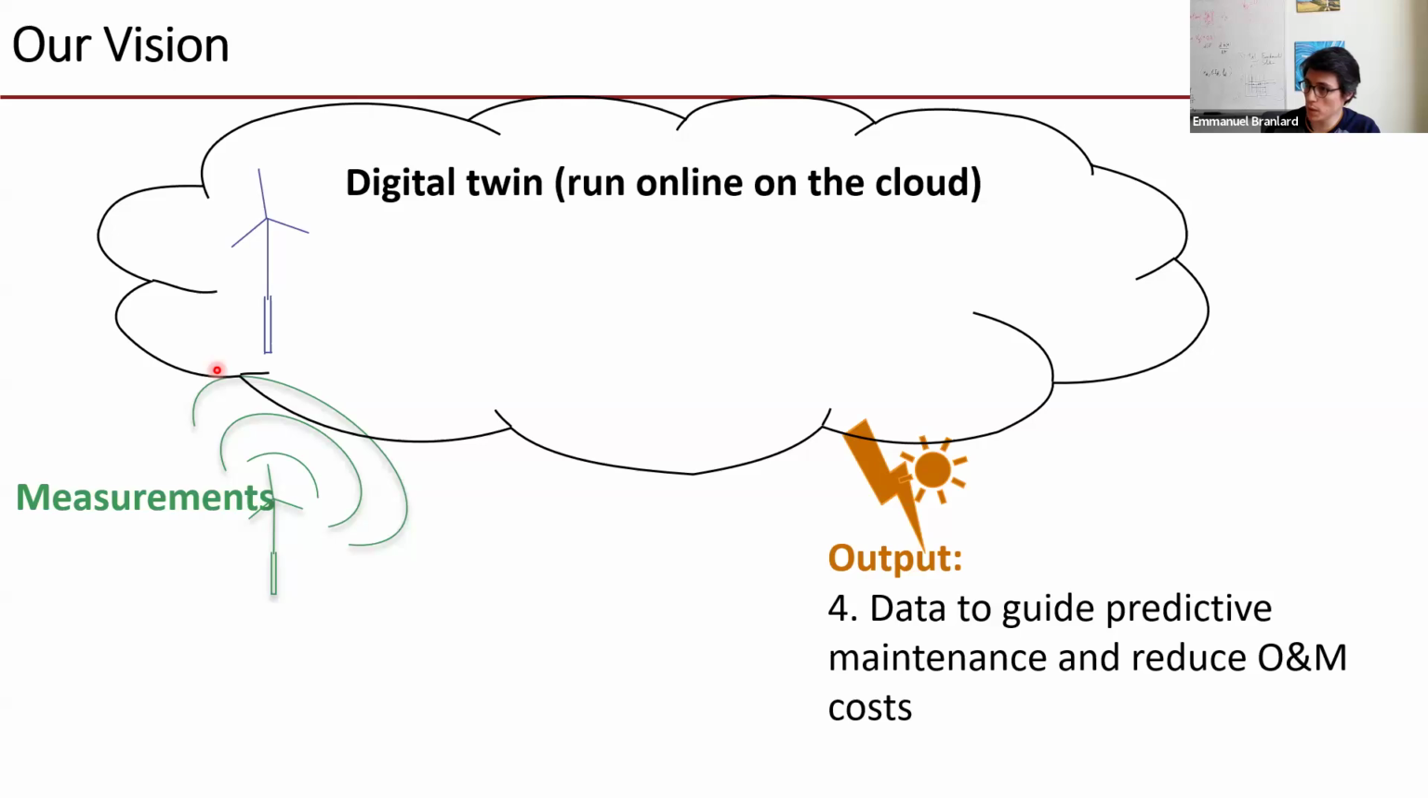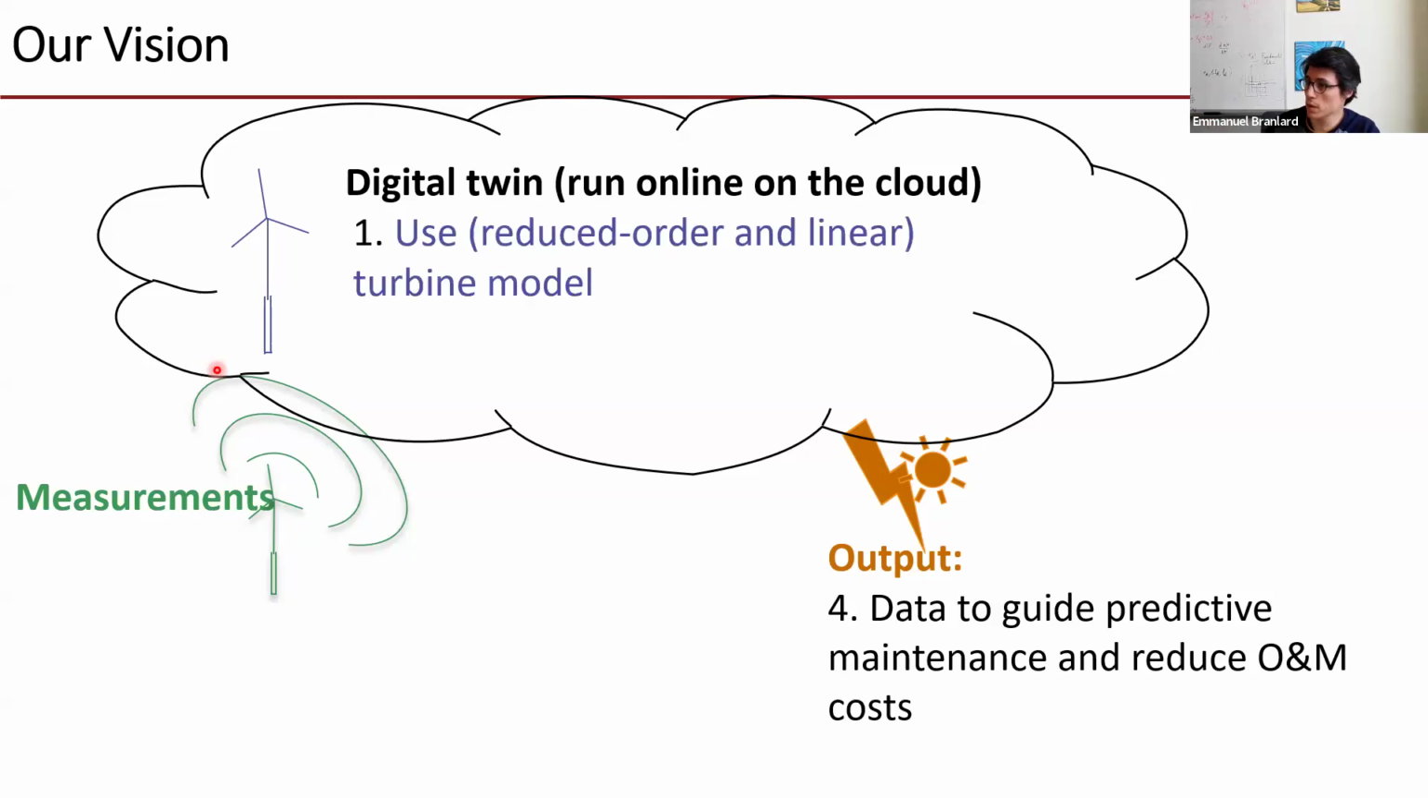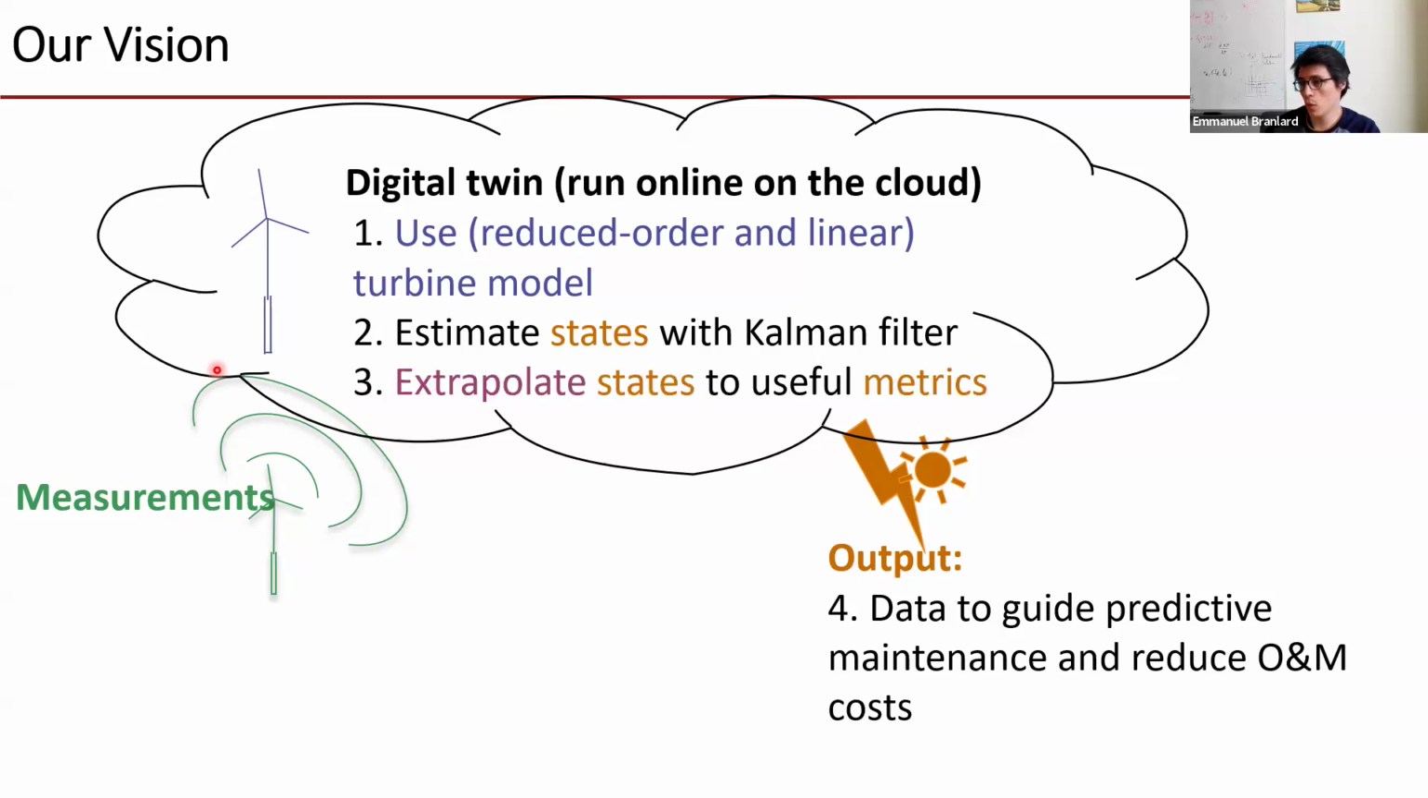And so within this digital twin, and that's more or less the outline of this presentation, first, I'm going to develop those reduced order and linear models. Then we're going to try with those models to estimate states, which are basically the structural degrees of freedom of my system. And then with those states, we can try to get some useful metrics. That's something I could work more on, because "useful metrics" is a big word, and there are a lot of things that can be behind it.